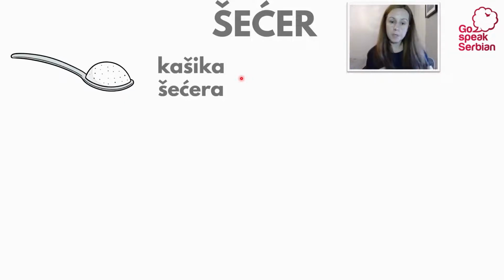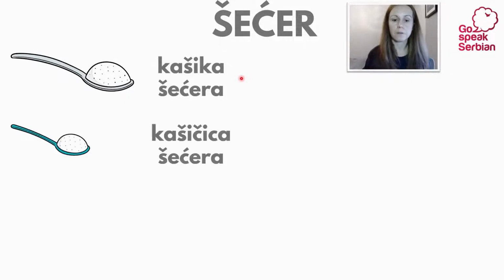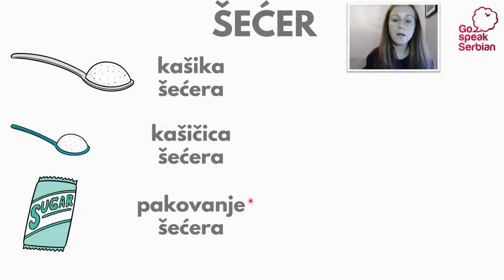Kašika is a bigger spoon, a tablespoon. We also have kašičica, to je mala kašika, or a teaspoon. Kašičica šećera. You will notice this ending ica again for diminutive form, as we said. So kašika, big spoon, kašičica, small spoon. Pakovanje šećera is a package of sugar.